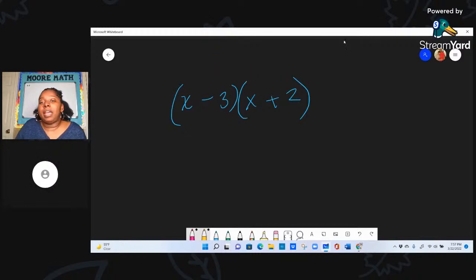So some people say FOIL because you multiply the first numbers, then this is your outer numbers. So you do the outer numbers, then you do the inner numbers, and then the last 2 numbers.